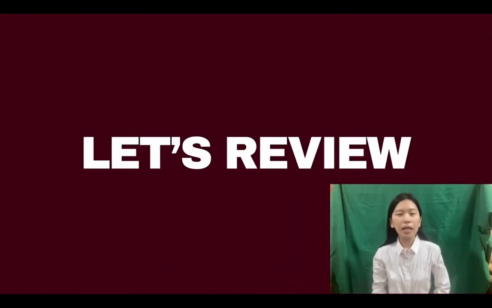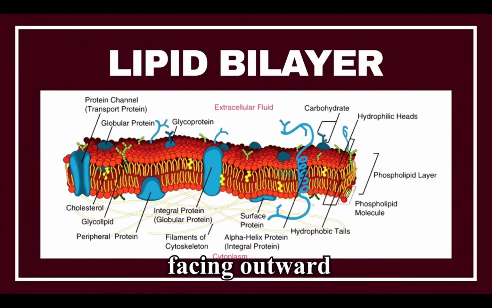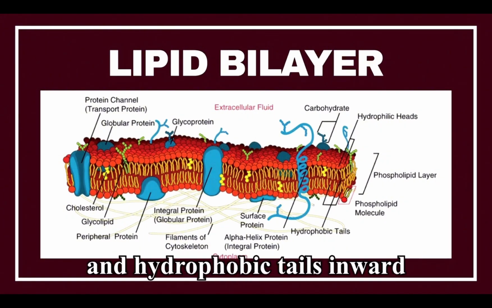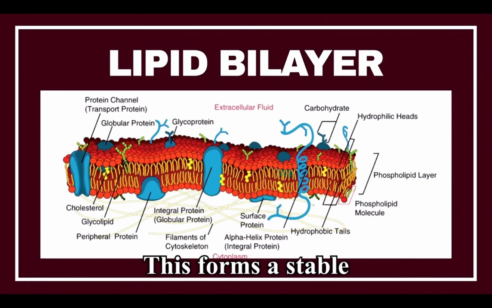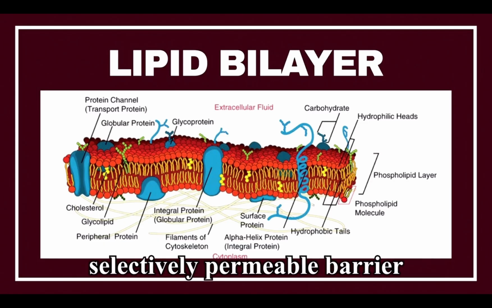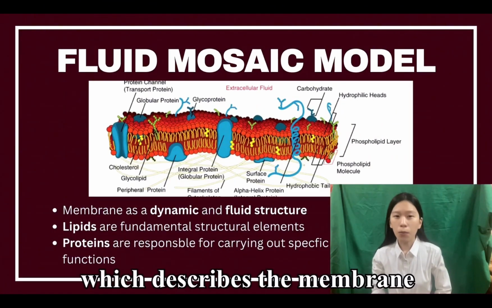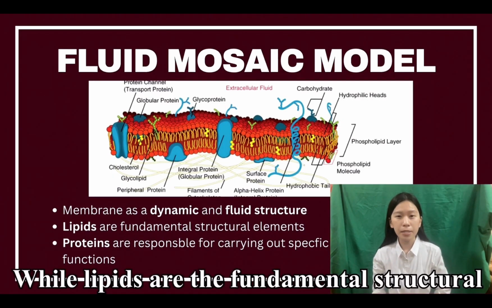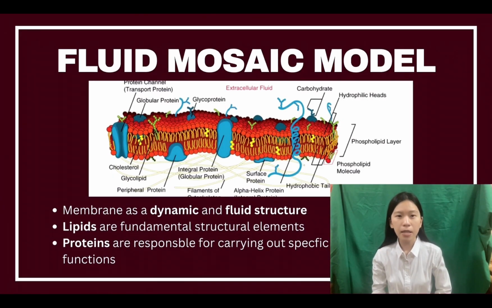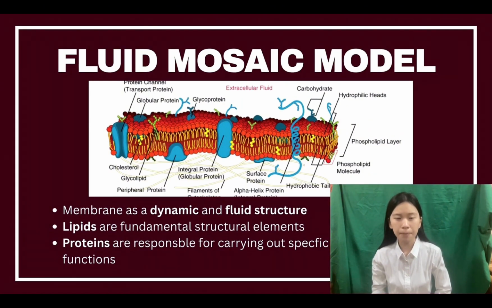Before we begin, let's review the lipid bilayer. It consists of 2 layers of phospholipids with hydrophilic heads facing outward and hydrophobic tails inward, creating a hydrophobic core. This forms a stable, selectively permeable barrier. This is the fluid mosaic model, which describes the membrane as a dynamic and fluid structure. While lipids are the fundamental structural elements, proteins are responsible for carrying out specific membrane functions.